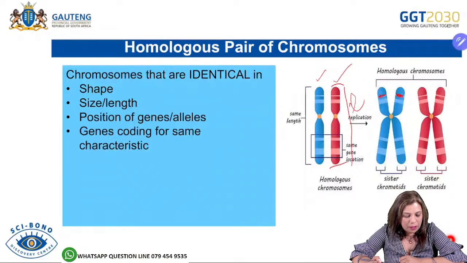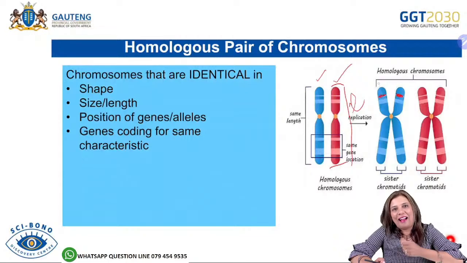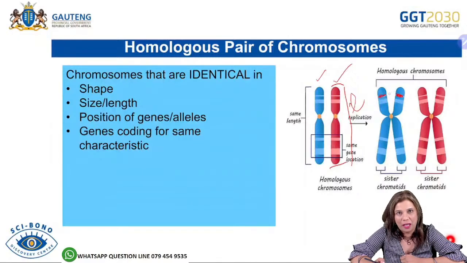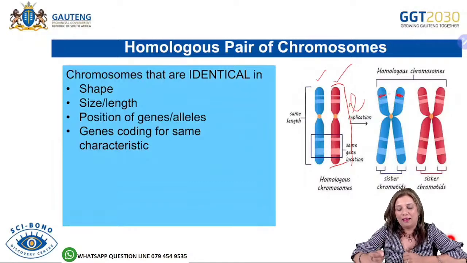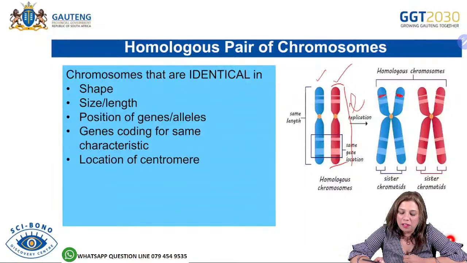Okay, next, the genes coding for the same characteristic. So what do they mean about the genes coding for the same characteristic? What they mean there is that you can't have the gene for eye color lying next to the gene for hair texture. You can't have it that way. In homologous chromosomes, they need to be found side by side and lying next to each other, and they need to be identical. Okay? And then the location of the centromere.